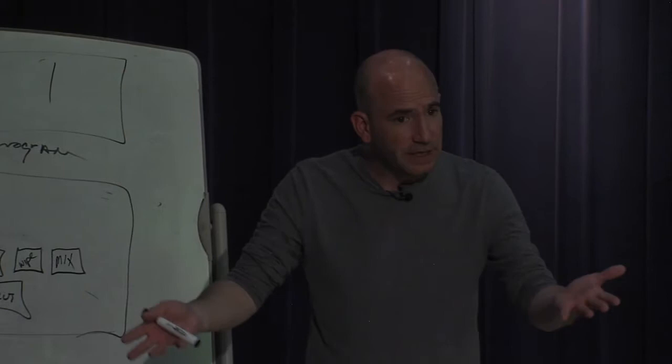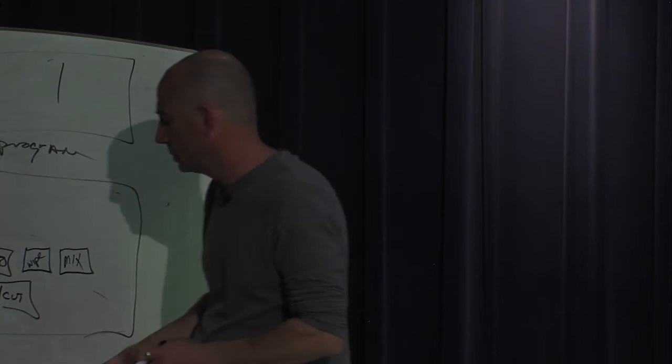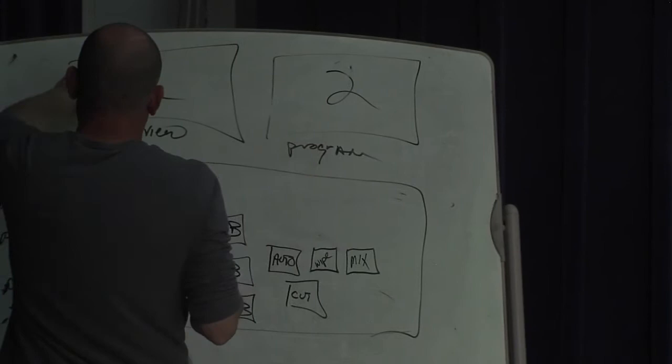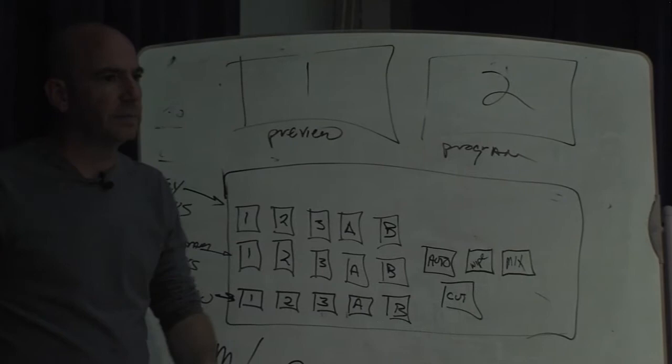If I want to activate the effect, how would you go about that? Take a wild guess. Hit the auto switch. And when you hit the auto switch, the effect will activate. Camera 2 will wipe onto program. You ready? I'll do the wipe for you. Ready? Wipe. And whatever was in program simply flops back into preview.